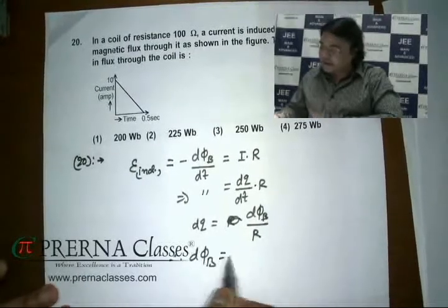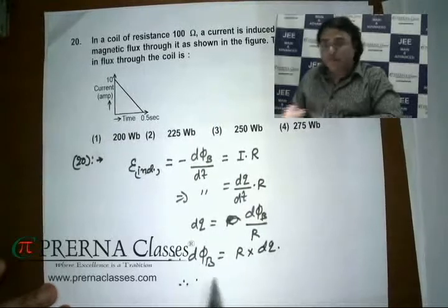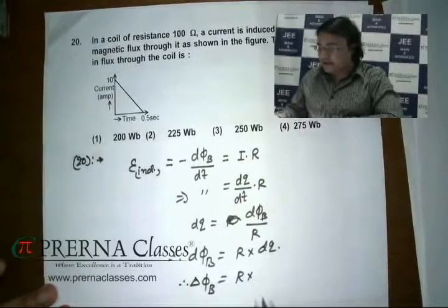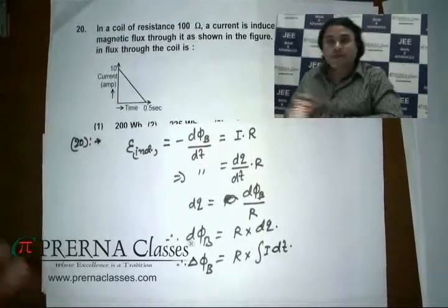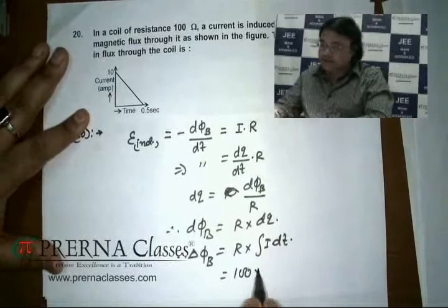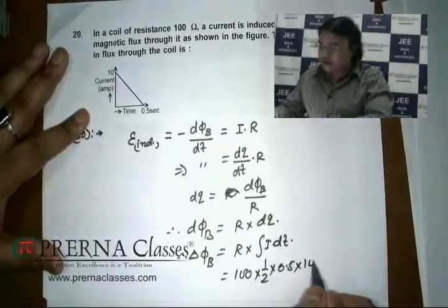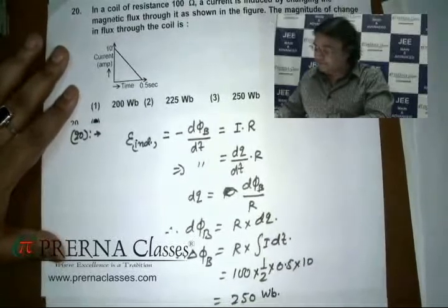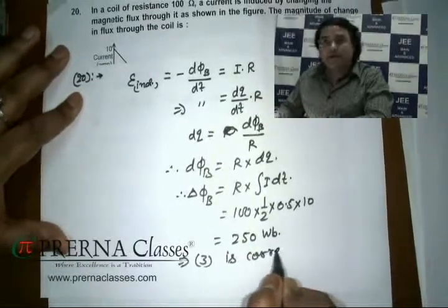So what would be the change in flux d phi B? It will be R into dq. So the required change in flux will be R into the total change in flux, delta phi, which is the integral of I dt. And you know, integration gives us summation, or you can say the area under the given curve. So what would be the area of that curve? Resistance given here is 100, and area will be half into time, which is 0.5, and current here is 10. If you solve, it comes 250 Weber. So the correct option here is the third. That implies 3 is correct.